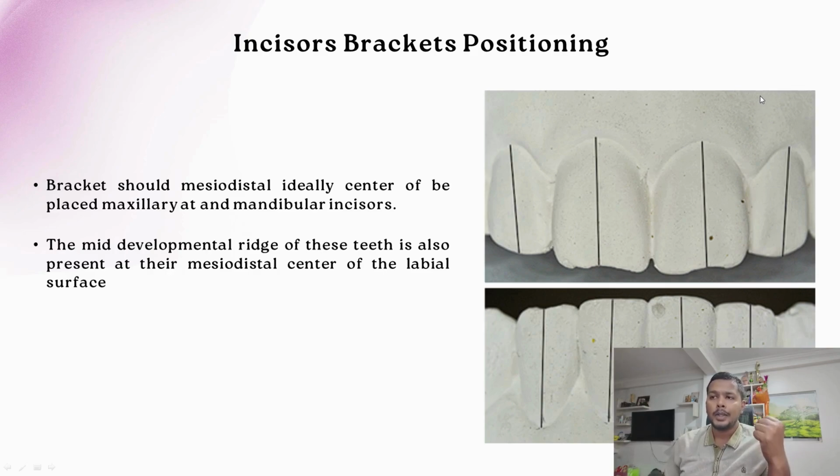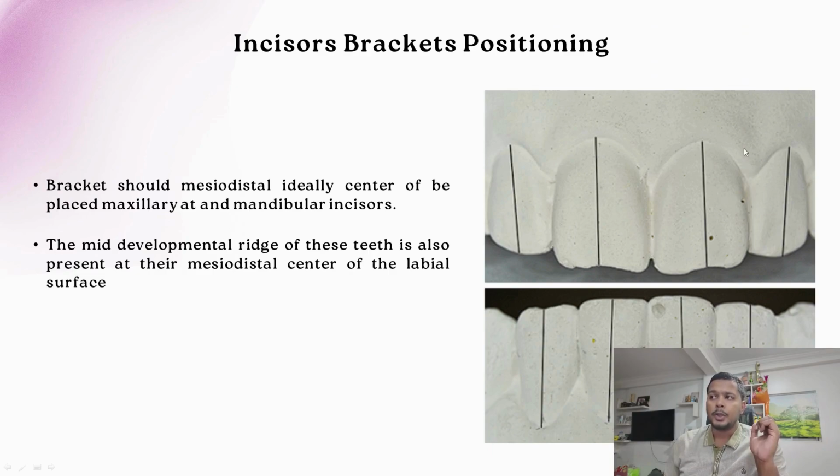So how can we track this? The middle developmental ridge of these teeth is also present at the mesiodistal center. By that we can put the brackets on the mid developmental ridge, so that we can put the brackets at the center of the incisors. So it's not really difficult.